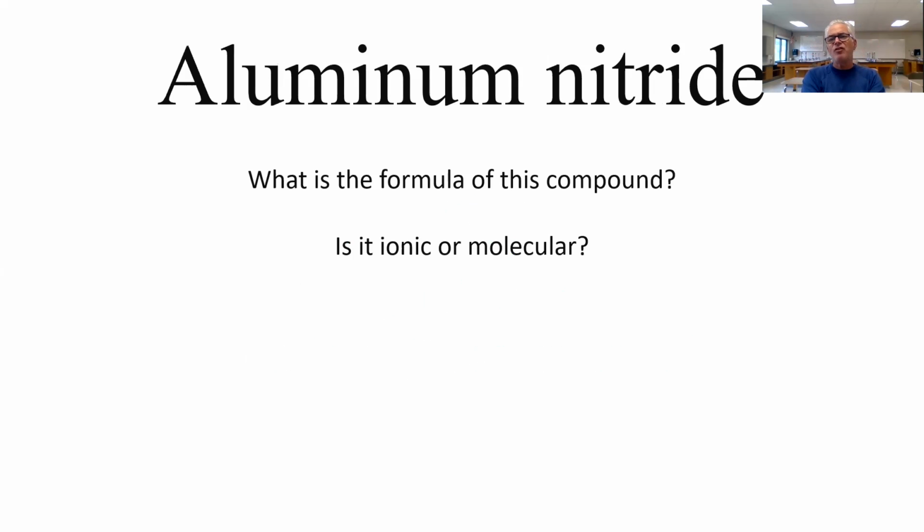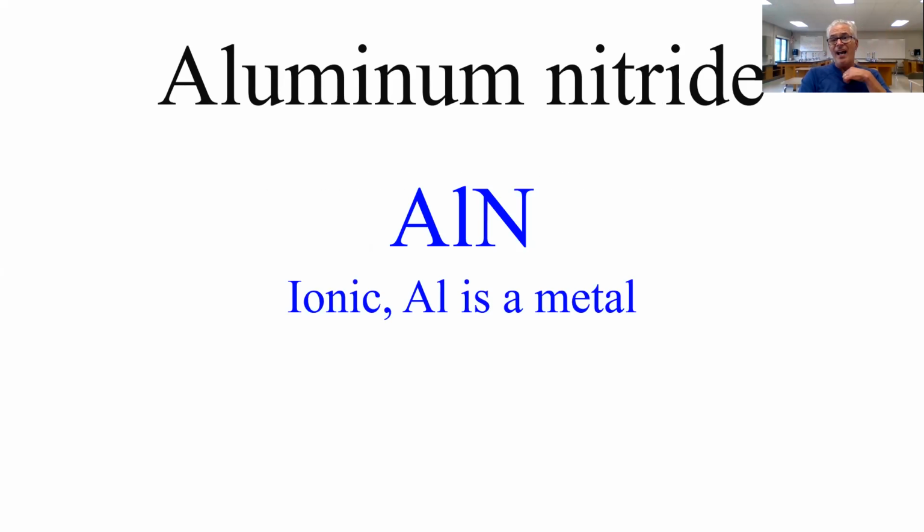All right, aluminum nitride. Aluminum's a metal. Aluminum follows that simple isoelectric to a noble gas rule. Becomes a positive 3 cation. So write that. Al plus 3. Write it down. Don't do this in your head. Nitrogen, simple monoatomic anion, becomes a negative 3. Positive 3, negative 3. 1 to 1. AlN. It's, of course, ionic.